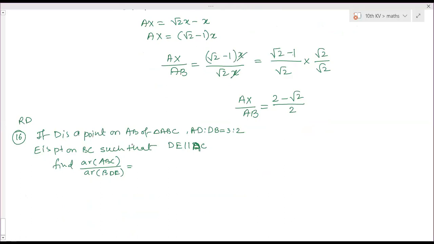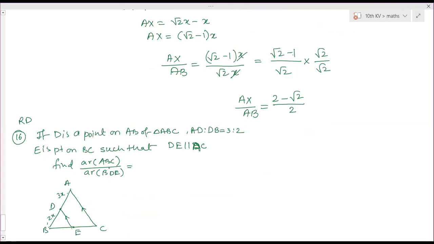D is a point on side AB of triangle ABC, and E is a point on BC such that DE is parallel to AC. So this line and this line are parallel. AD by DB is 3 is to 2. Find the ratio of the areas of ABC and BDE.